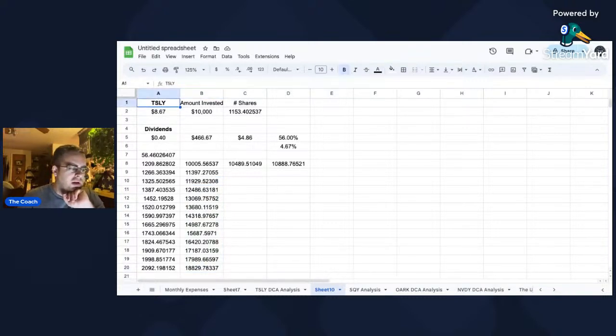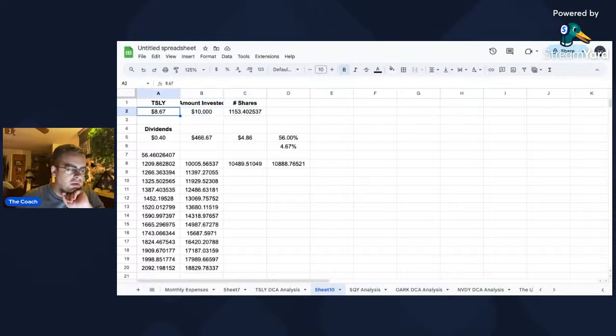But anyway, the cutting edge analysis starts with the ticker symbol. Are you all impressed yet? And right now, TSLY is at $8.67. And this basic, I don't want to call this a model, but this basic spreadsheet makes a couple of assumptions. So it assumes $10,000 invested. I forgot to bold these. Now that the title columns are bolded, now we're spot on.